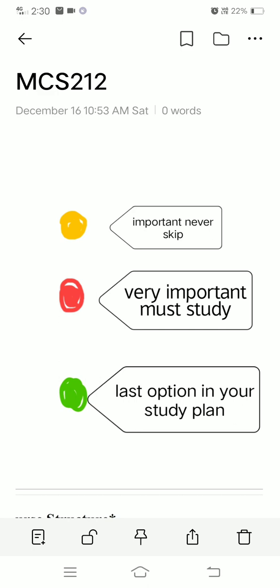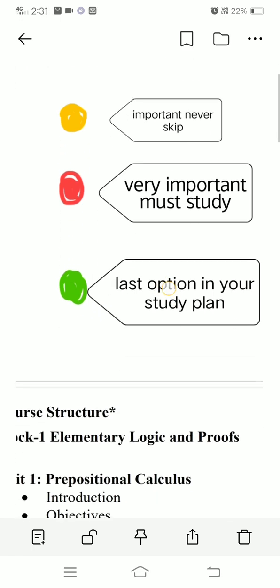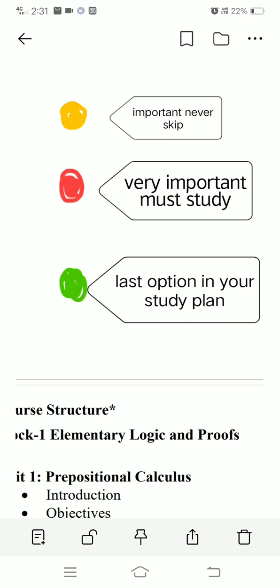So these are the important questions for your last minute preparation. The yellow mark is an important question, you should not skip it. And the red mark is very important, you must study it. The green mark is the last option. If you have time to study, you can add these questions to your study plan.